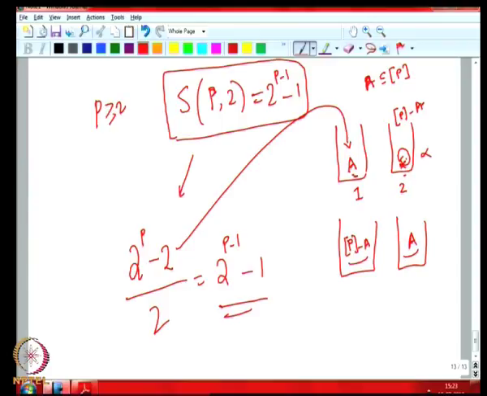If P was 1, then we know we can't put it at all, because we cannot keep both boxes non-empty. So that will be 0. If you put 1 in the formula also, this will work: 2 raised to 0, minus 1.